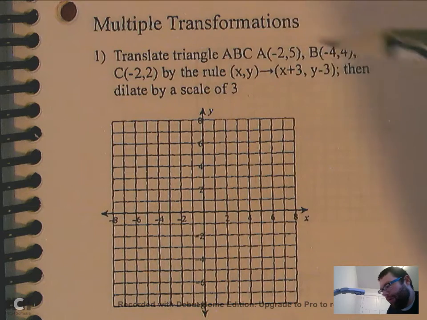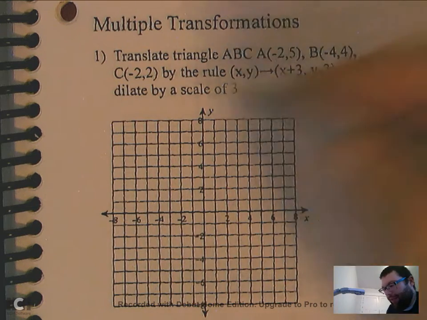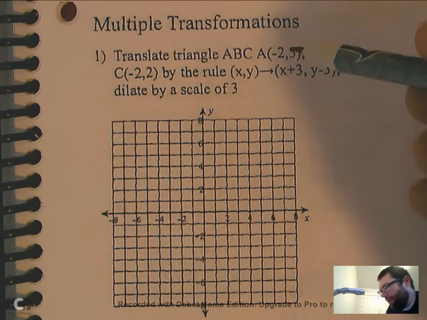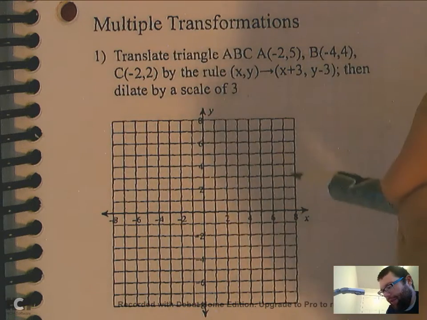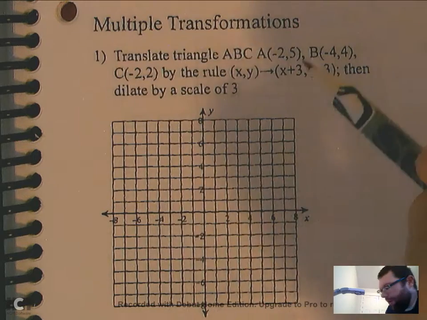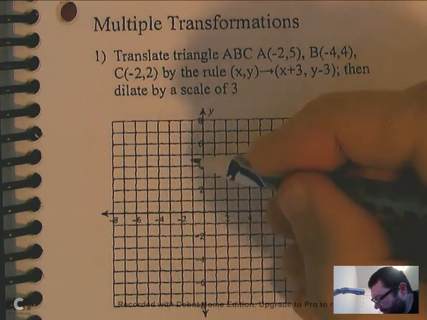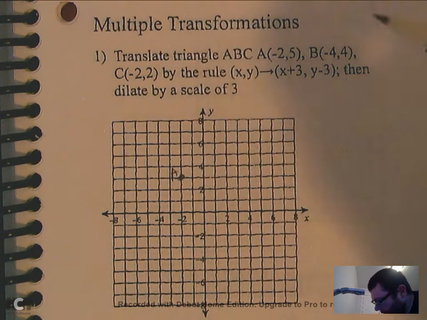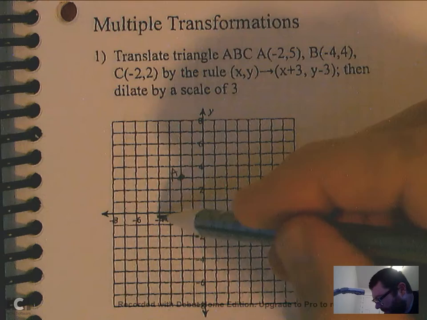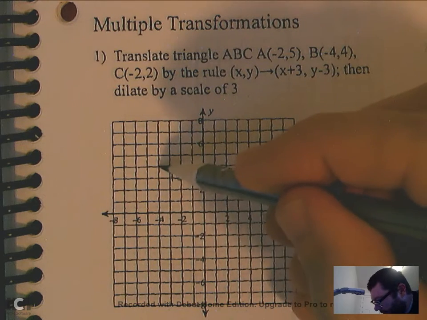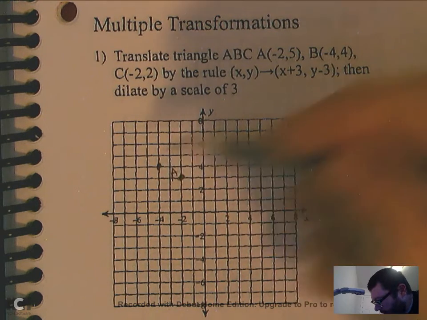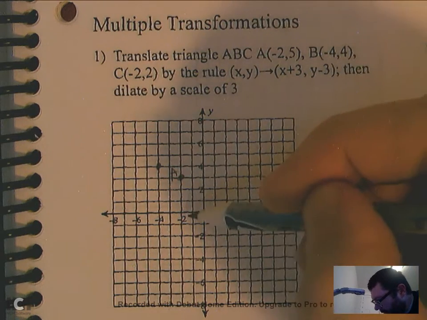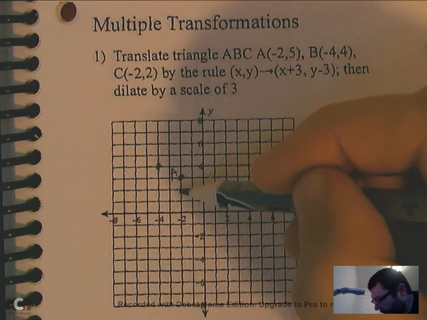So we are going to translate this original triangle here. When we translate that original triangle, I'm going to label it here. The original triangle starts at -2, 5. So there's A. And then -4, 4. Okay, so there's B. And then C is -2, 2.